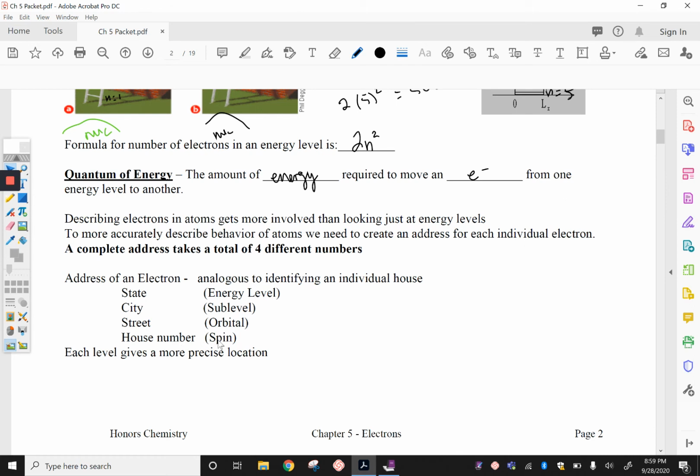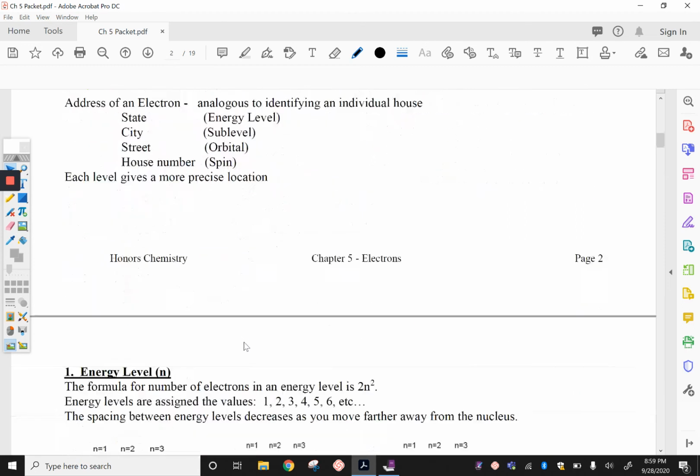But again, even if we know all this information about an electron, remember, we can't for sure tell its exact location or pathway. And so, like I said, they could go to your house and you're not there, or they could go to one room and you're in another room. So just because we can narrow it down, we have a high chance of finding it there, but not 100% sure that it's there. So let's talk more about these energy levels, sublevels, orbitals, and spins.